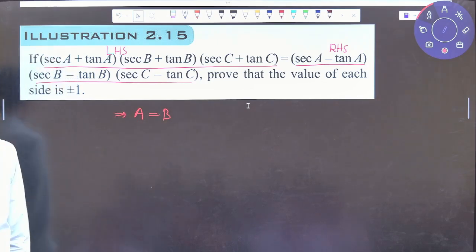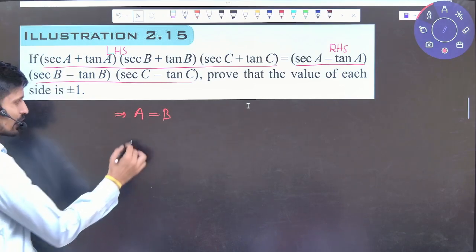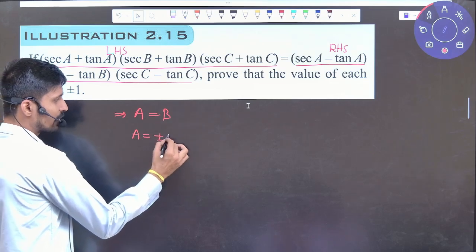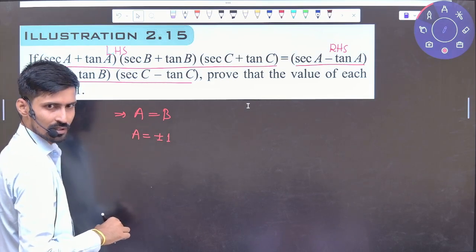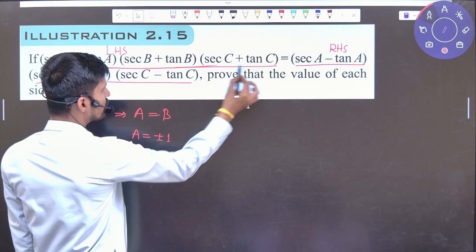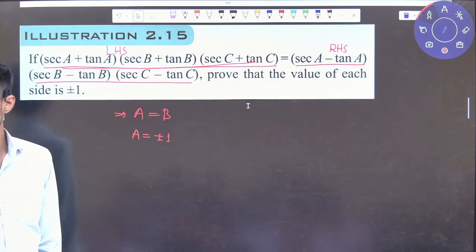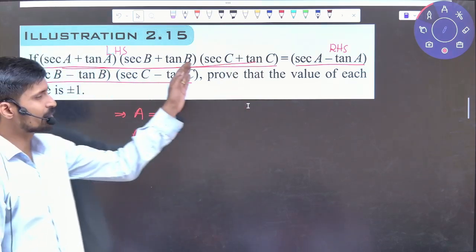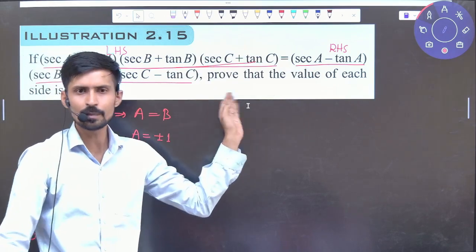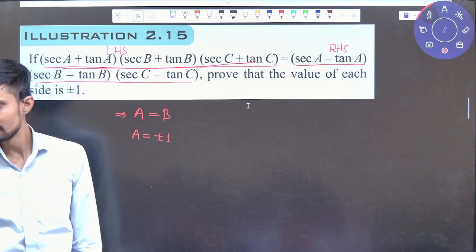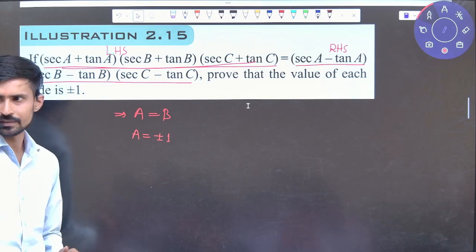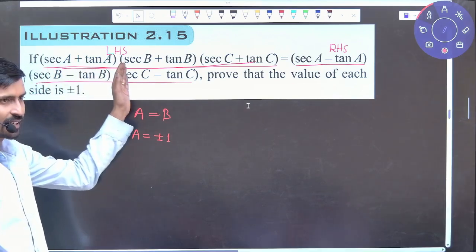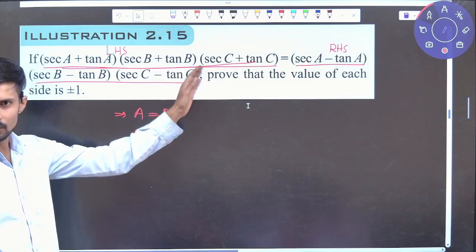Suppose I am saying A is equal to B. It means A and B both are the same. So if A is plus minus 1, tell me, 100% B will also be plus minus 1 because A and B are equal. So we only have to prove this value will be plus minus 1. If this value is plus minus 1, that value will also be plus minus 1 because both are equal. Now just see the question and remember the concept. There is sec A plus tan A, sec B plus tan B and so on.